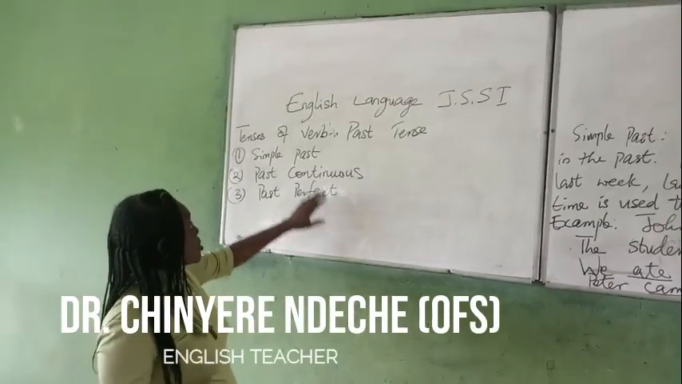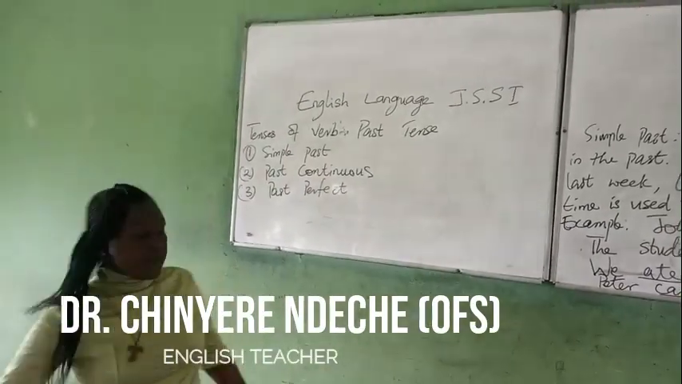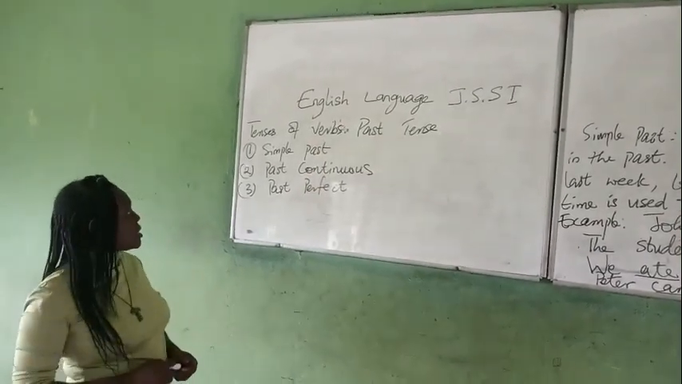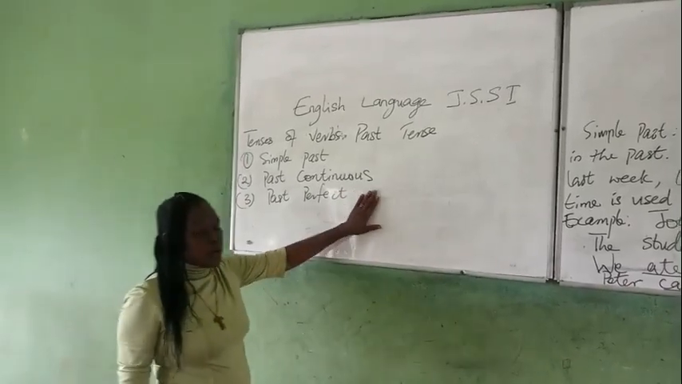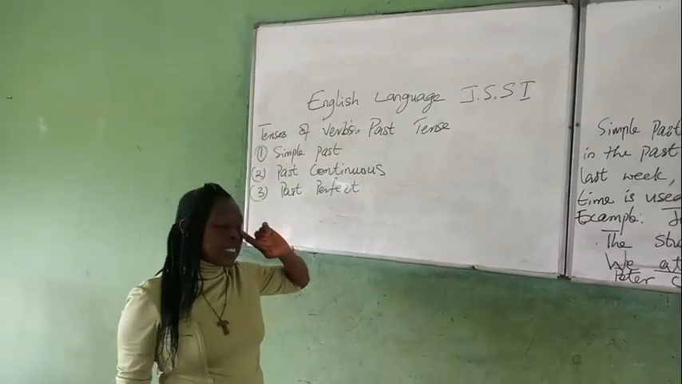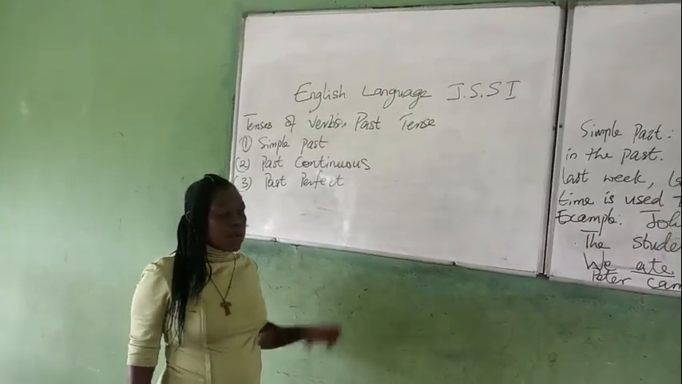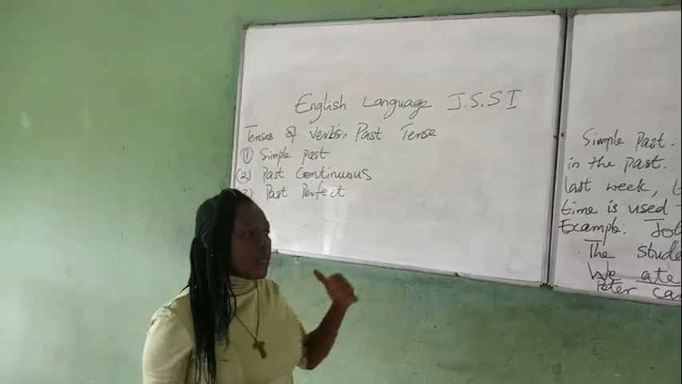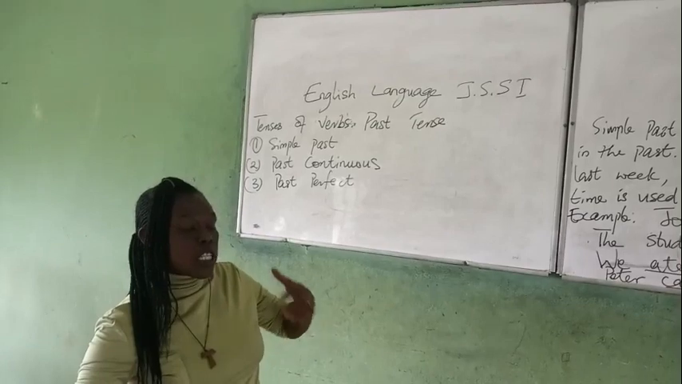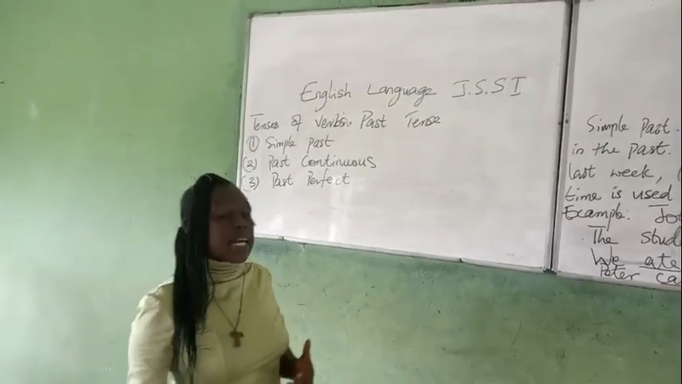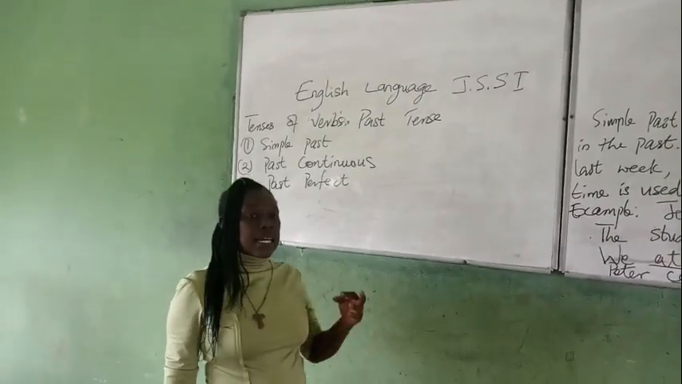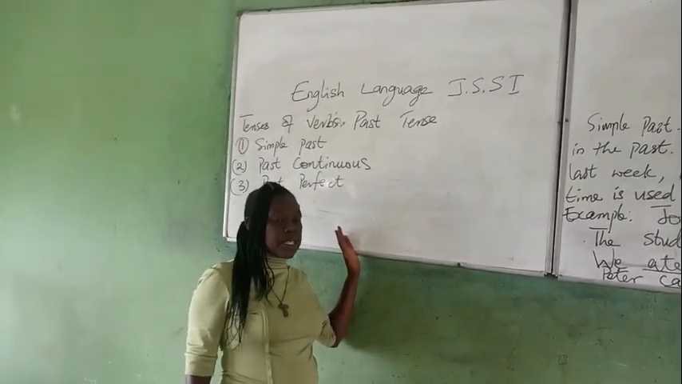We are going to discuss the tenses of verbs. That is, if you remember very well before you went on holiday, we discussed the present tense. We mentioned that we have three major tenses of the verb that help us to express the time of an action or actions. We have the present, past, and future. We have discussed the present.